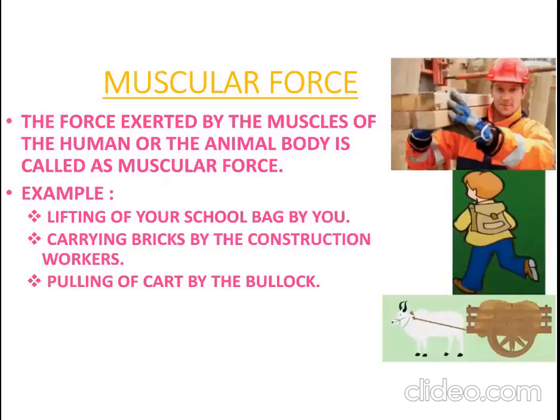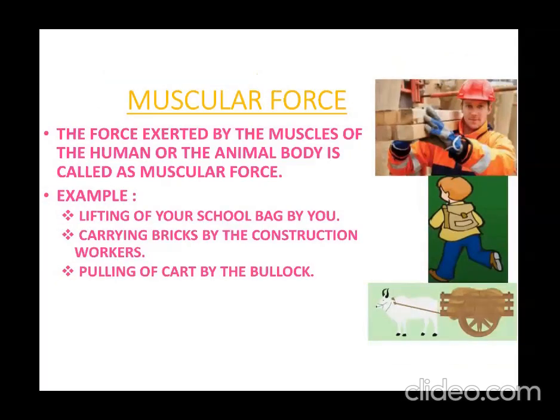Now let's see the first example of contact force. The first category of contact force is the muscular force. Muscular force is the force applied by the muscles, right? It can be the muscles of a human body or it can be the muscles of animals, right? So what is muscular force? Muscular force can be defined as the force exerted by muscles of human or animal. They are called muscular force. Let's see some of the examples.